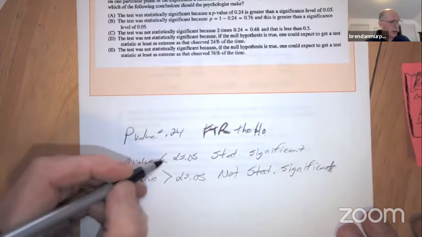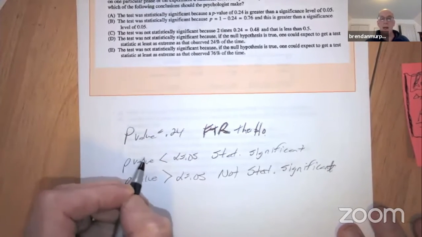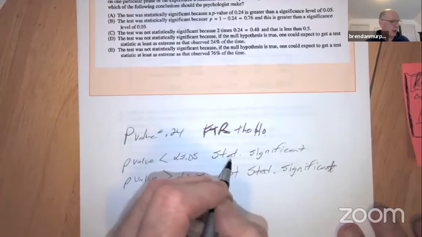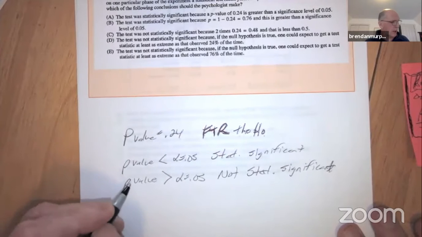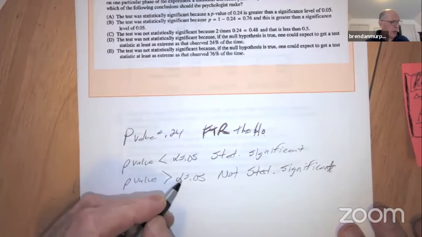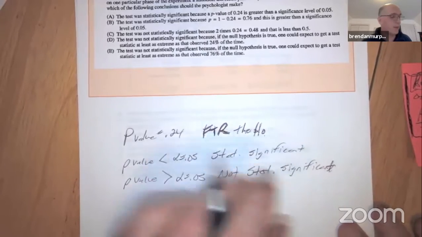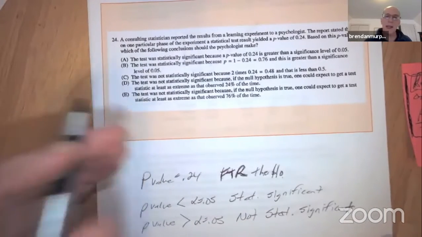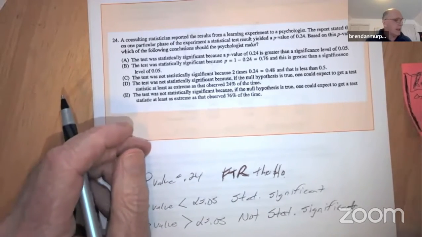If our p-value is less than alpha, 0.05, we would reject the null hypothesis in favor of the alternative, and we would say that's statistically significant. Conversely, if our p-value is greater than alpha, 0.05, we would say that it's not statistically significant. I don't know if that's going to help me answer the questions, but that didn't take me long to write, and it sort of just gets me into the problem.